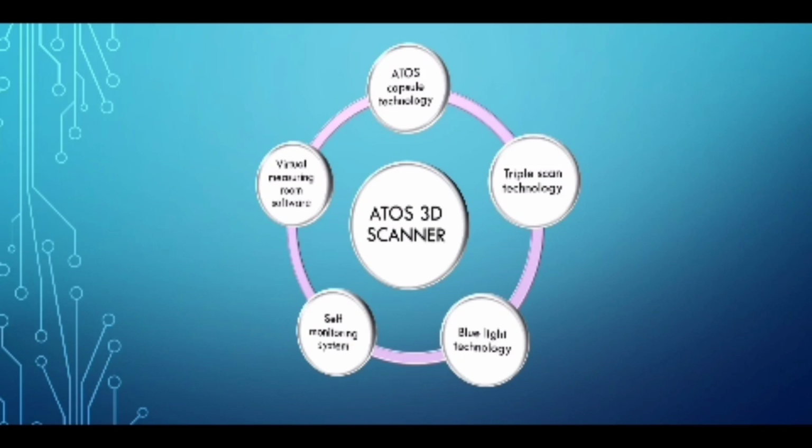Next is the blue light technology. The blue light technology in ATOS 3D scanning filters out interfering ambient light during image acquisition. Due to the powerful light source, the measurement of the whole part can be completed in a short time.